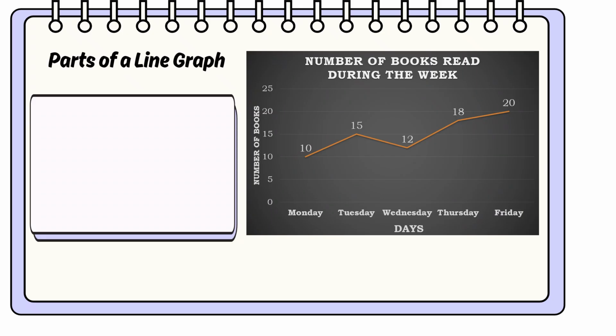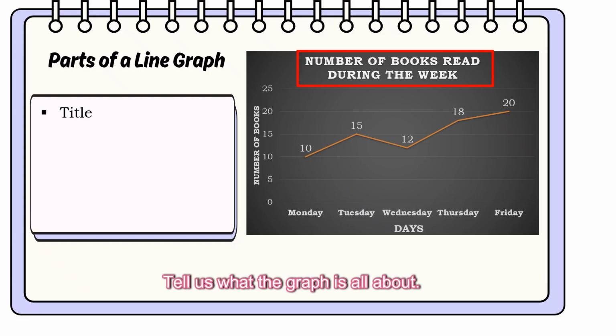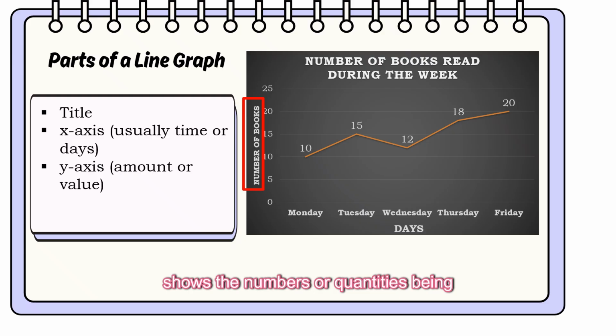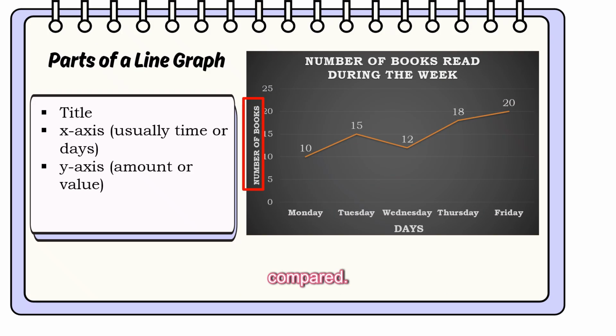Let's study the parts of a line graph. The first one is the title. Tells what the graph is all about. Next is the x-axis, usually time or days. Shows the time or categories being measured. The next one is the y-axis. This is usually amounts or value. Shows the numbers or quantities being compared.